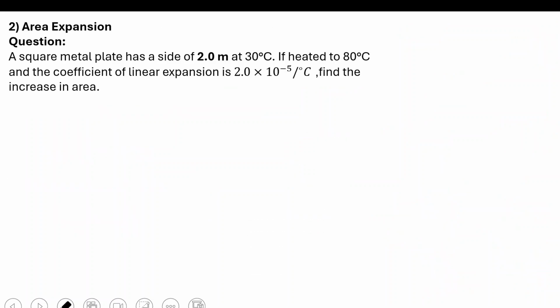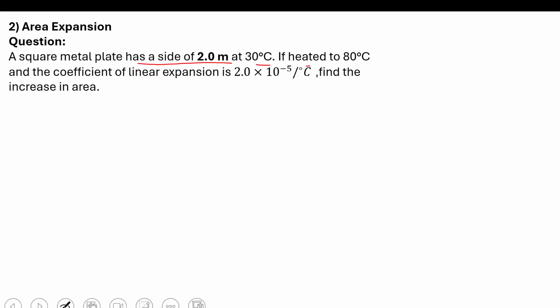All right, so the next one is area expansion. You recall from the slide where we talked about linear expansion, that it means the change in length per unit length per degree rise in temperature. The same thing applies to area expansion: instead of length, we now have area, so it is the change in area per unit area per degree rise in temperature. So the question here says a square meter plate has a side of 0.2 meter at 30 degrees C.